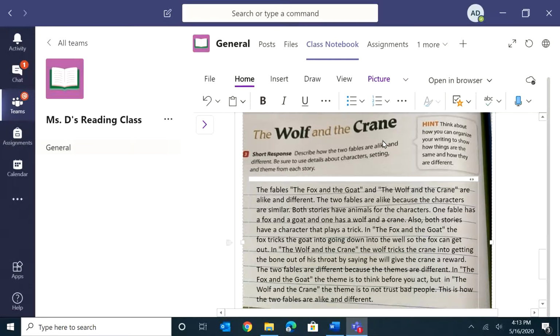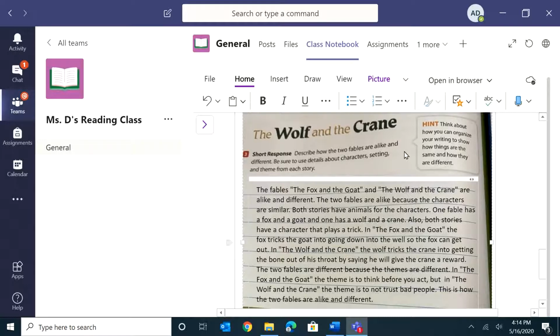I started out with my main idea, which came directly from my prompt. The fables, The Fox and the Goat and The Wolf and the Crane, are alike and different. That comes right here. Then I tell how they are alike and how they are different. So first I do alike. The two fables are alike because the characters are similar. Both stories have animals for characters. One fable has a fox and a goat, and one has a wolf and a crane. Also, both stories have a character that plays a trick.